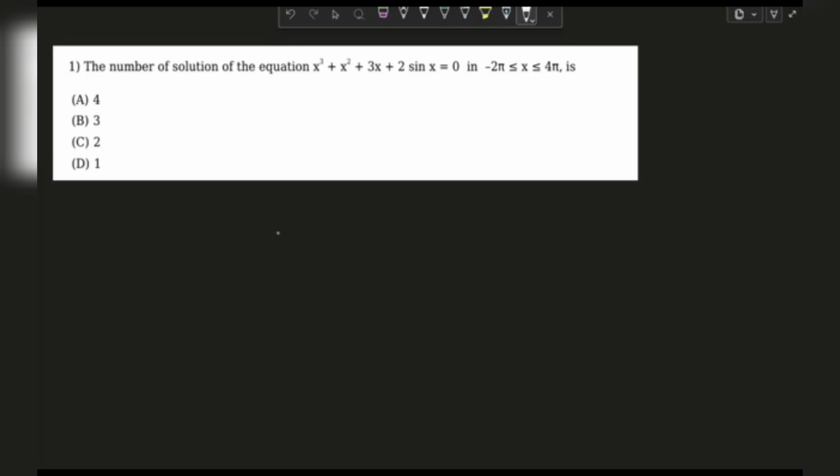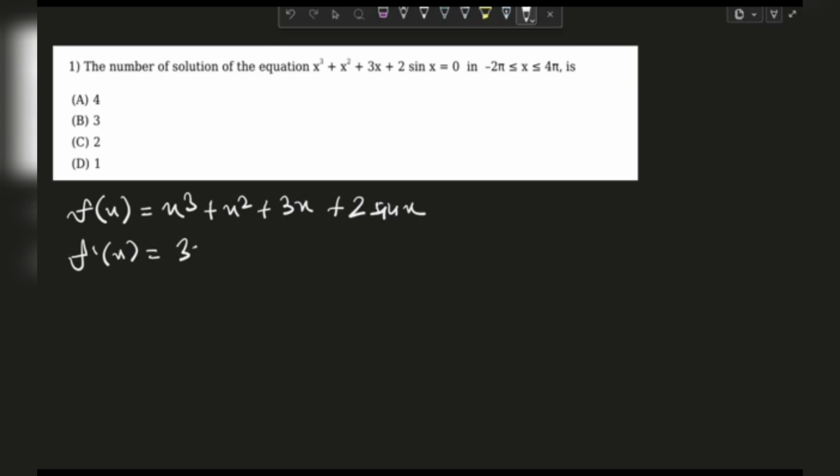So basically in this question, what I will do is, let's take this huge expression to be f of x equal to x cube plus x square plus 3x plus 2 sine x. Now let's find out f dash x. This is your 3x squared plus 2x plus 3 plus, I guess this will become 2 cosine x.